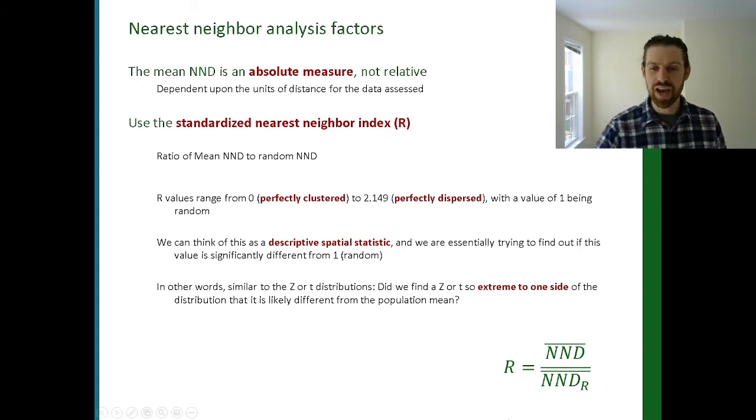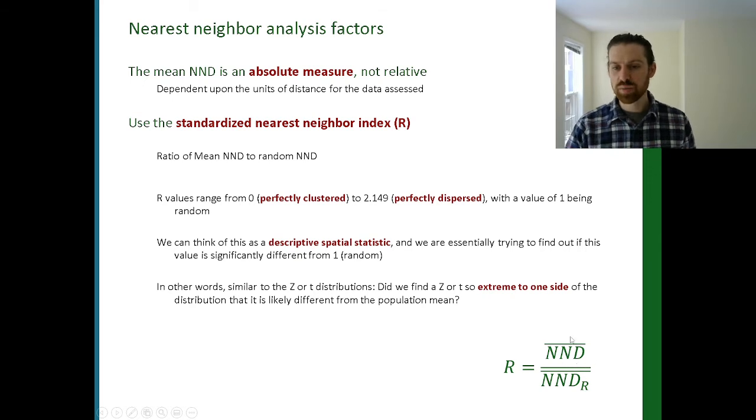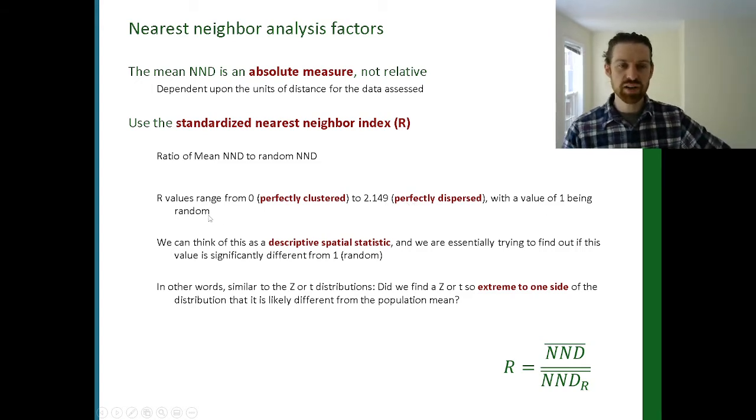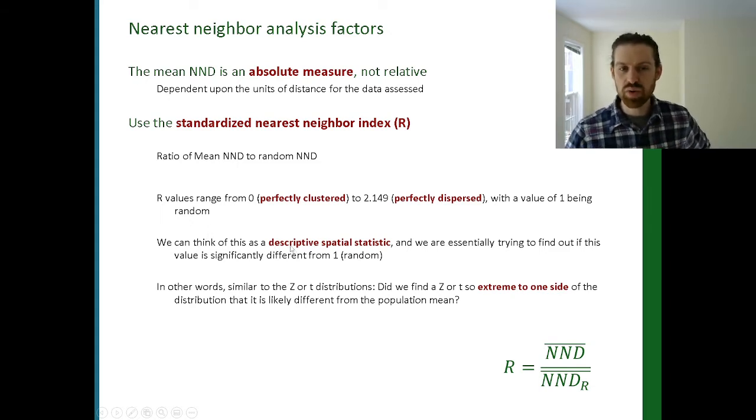It's actually really easy to get, because all we need to do is take that observed nearest neighbor distance and divide it by the nearest neighbor distance that randomly occurred, the mean distance. If you get this R value and it's 0, then you've got perfectly clustered data. If you've got 2.149, then you've got perfectly dispersed data, with a value of 1 being approximately random. We can think of this as a descriptive spatial statistic approach to understanding the level of dispersion of these points across an area which we're measuring.